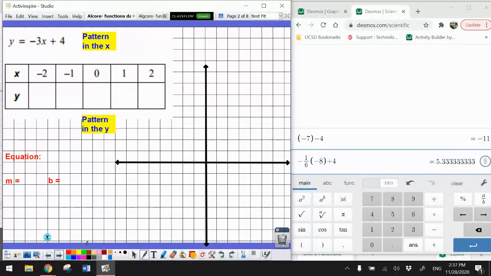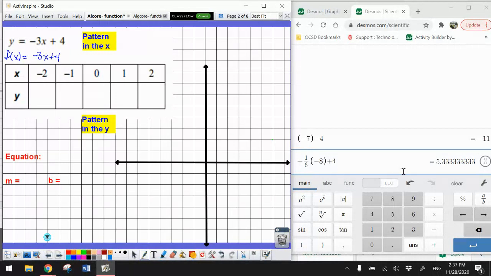developing our table. So we've got this function y equals negative 3x plus 4. And remember, y equals and f of x are the same thing. So these two could be written the same way. F of x equals negative 3x plus 4. And I'm going to substitute in negative 2, negative 1, 0, 1, and 2 and find my numbers so I can fill in my table, look for some patterns. This is linear, so I know I'm going to be able to come up with my slope and my y-intercept. So let's go ahead and start.